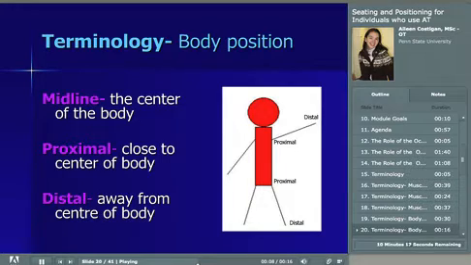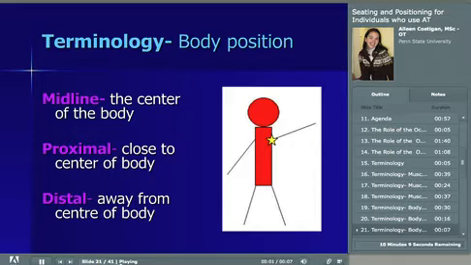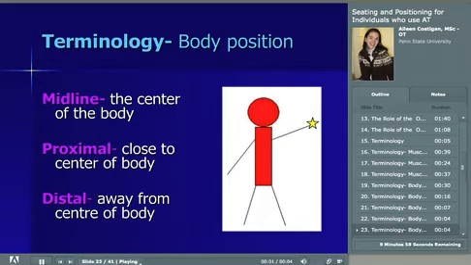The terms proximal and distal relate to a body part's proximity to midline. Proximal means that a body part is close to midline, while distal means that a body part is further away from the center of the body. Watch the position of the star for an example to illustrate these terms. The shoulder is proximal to the elbow, which is proximal to the most distal fingers.